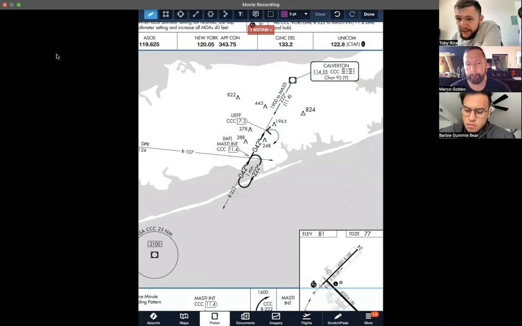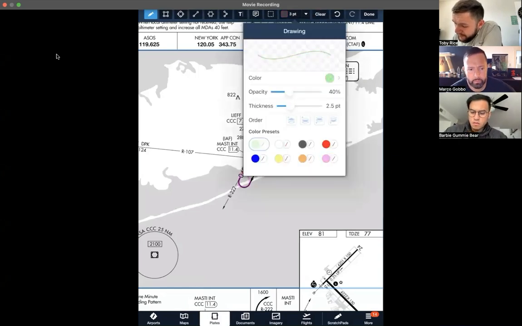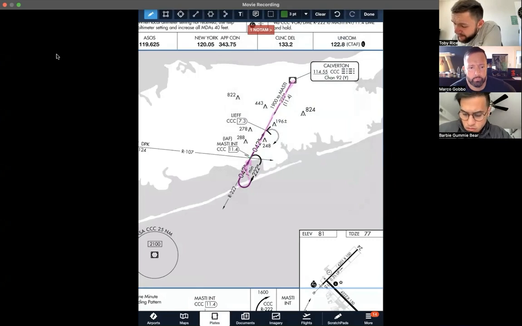Unless the examiner wants you to do the whole thing with VORs, right? You can fly the whole approach magenta from here to here. All of this can be magenta right here until you get to MASTI inbound, and then you have to be green all the way to here, the missed approach point, and then you can go back to magenta again. The only time you have to use VORs is from MASTI until the MAP.